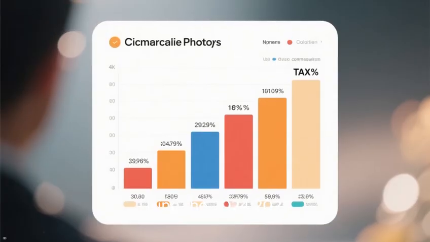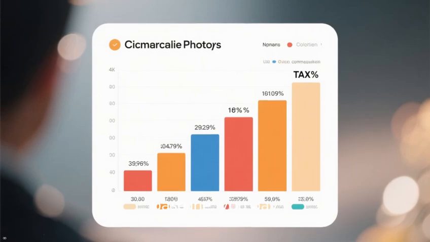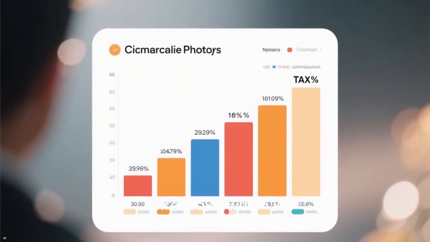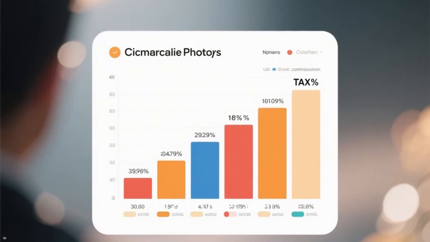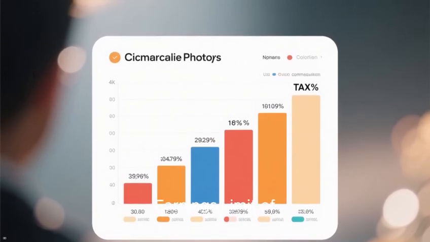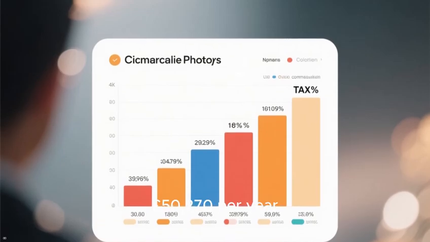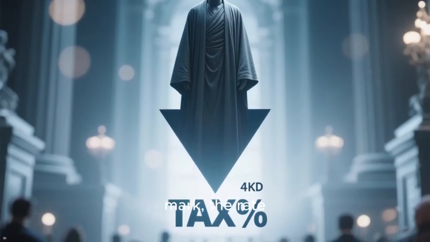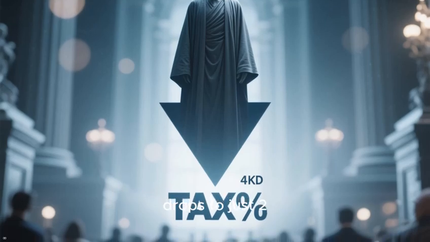Using the 2024-2025 figures as our baseline, you pay an 8% rate on earnings between the primary threshold, which is £12,570 per year, and the upper earnings limit of £50,270 per year. For any earnings above that £50,270 mark, the rate drops to just 2%.